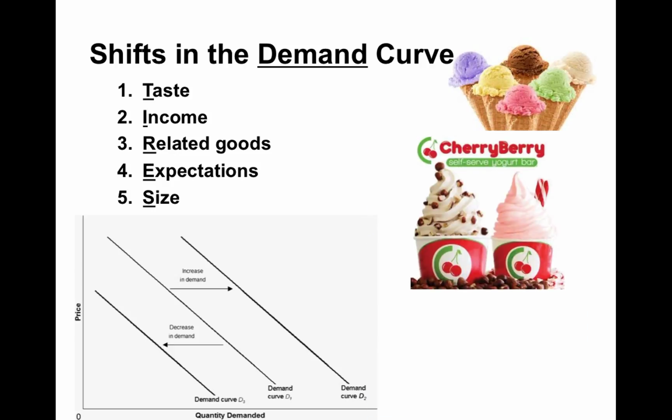Related goods. Many of you might go to Cherry Berry once in a while, and Cherry Berry is frozen yogurt. So if that goes on sale, then there might be fewer people who would buy ice cream, and that's a related good. If the price of Cherry Berry goes down, then the demand for ice cream might go down because they would be buying Cherry Berry instead. It doesn't have to do with the price of ice cream, it has to do with the price of the substitute. And again, I'll talk a little bit more about that in another slide.